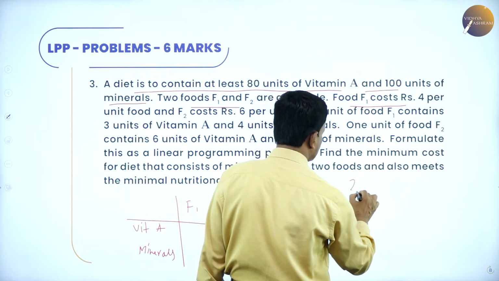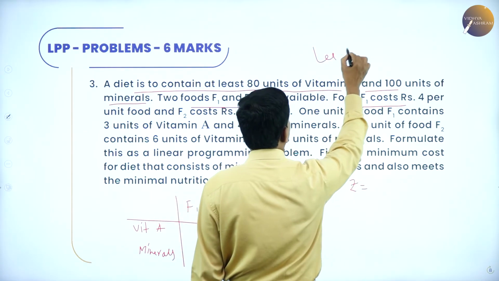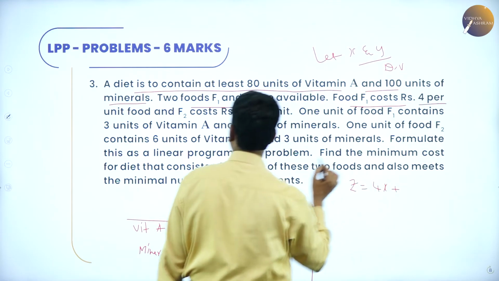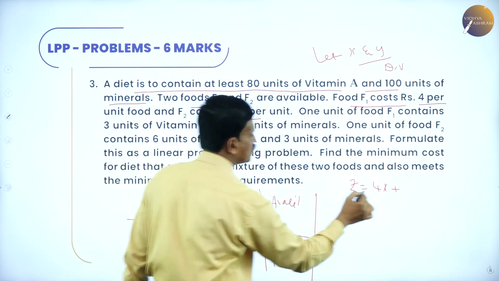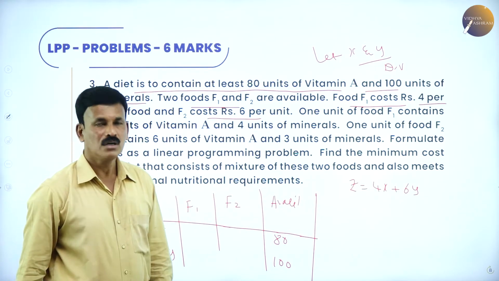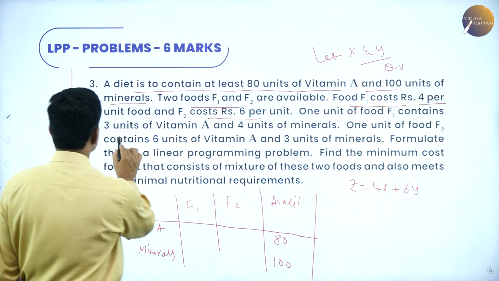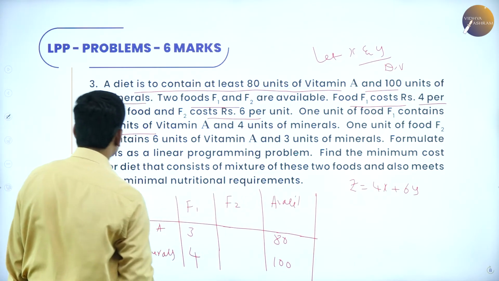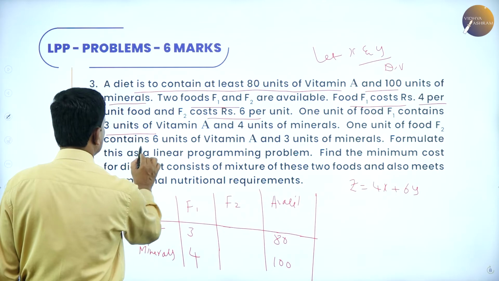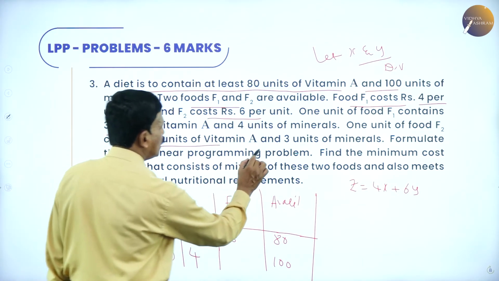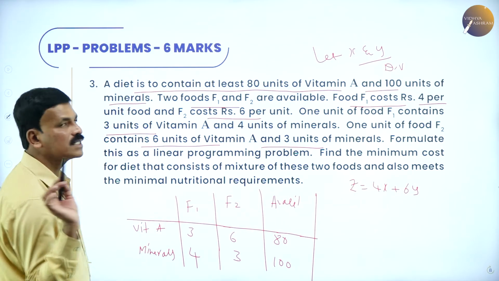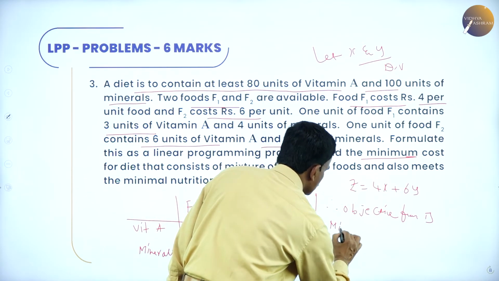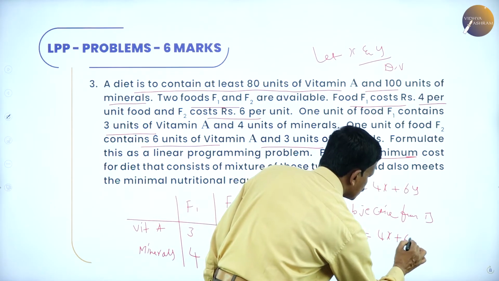Rupees. So, therefore, the objective function is Z is equal to, let us define the decision variables. Let X and Y be the decision variables. So, the objective function is rupees 4 for food F1, 4X, and F2 is rupees 6Y. Z is equal to 4X plus 6Y. Okay. Now, one unit of food F1 contains 3 units of vitamin A and 4 units of minerals. And one unit of food F2 contains 6 units of vitamin A and 3 units of minerals. Okay, formulate this as an LP. That's all.